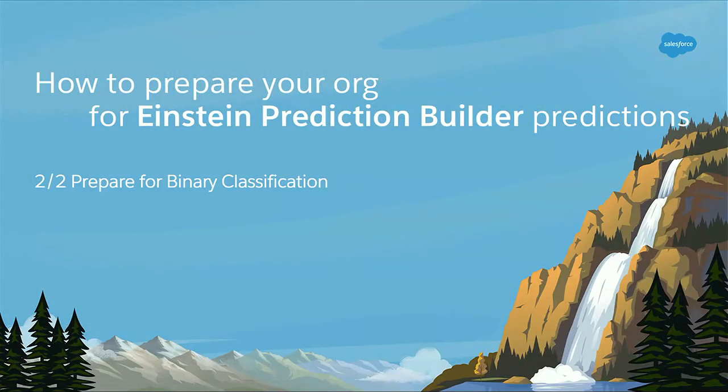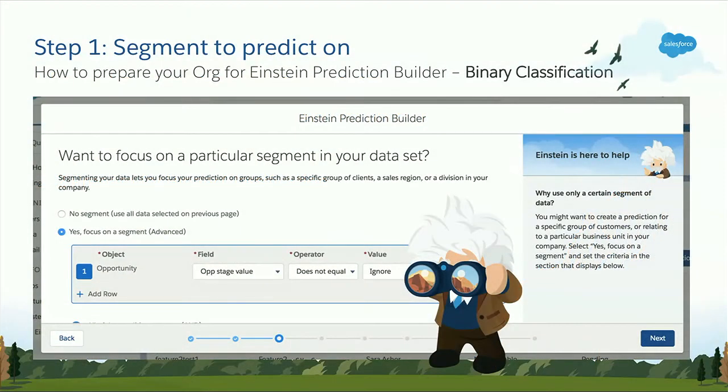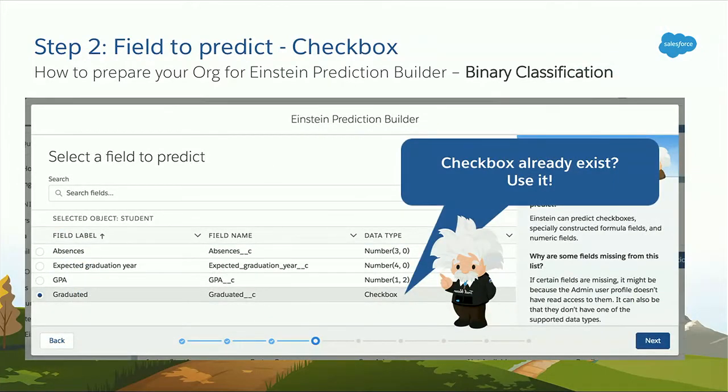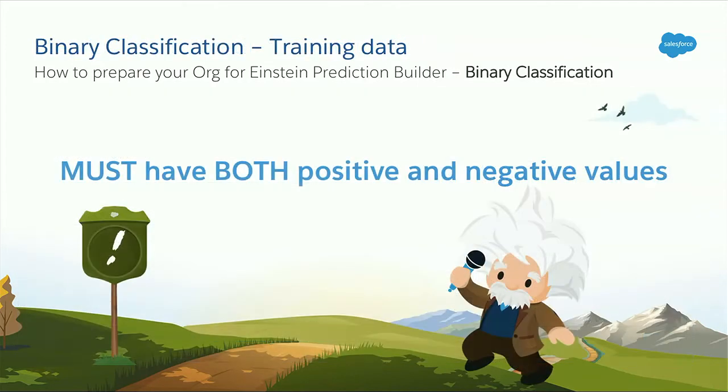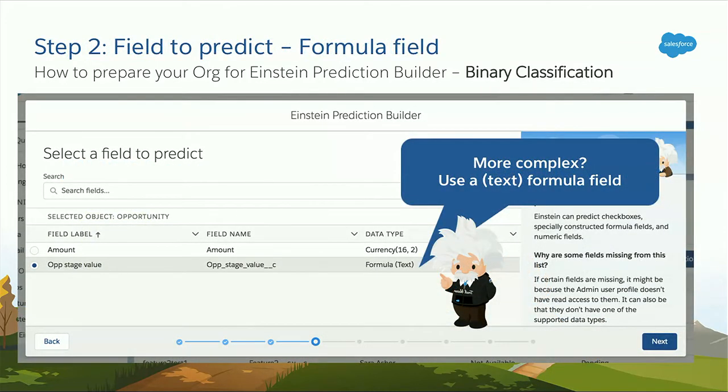Still with Prediction Builder, when you want to prepare a binary classification, you have the same first step. So define the segment. And then, if you already have a checkbox field, use it. The checkbox is true, false, or null. Okay, so use it, and that's it. Now, if it's more complex, you can define a text formula to put in what you need to. I will explain to you.